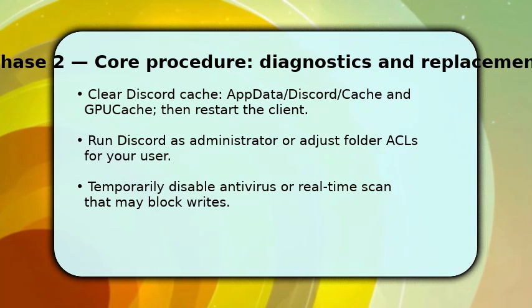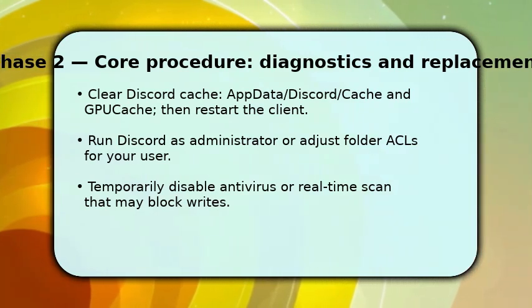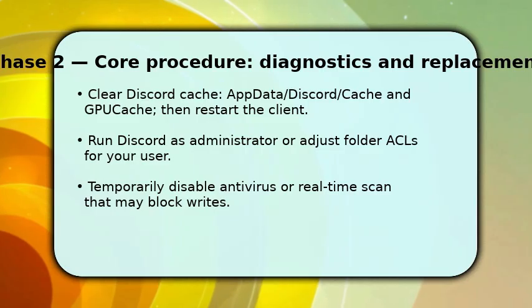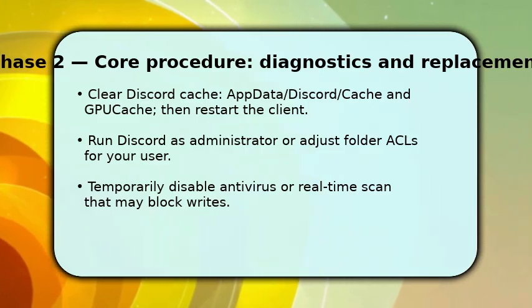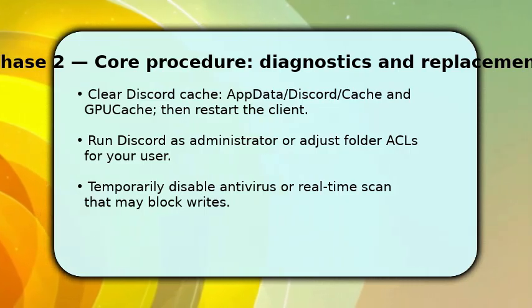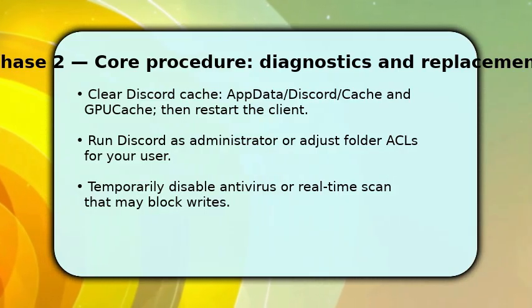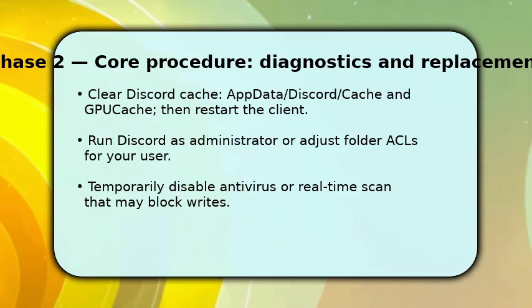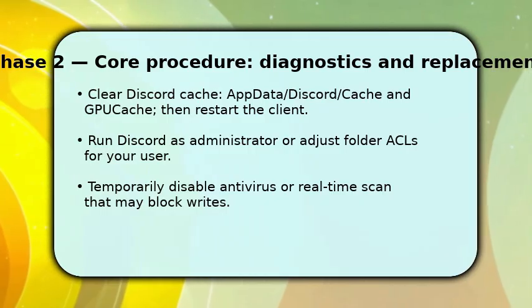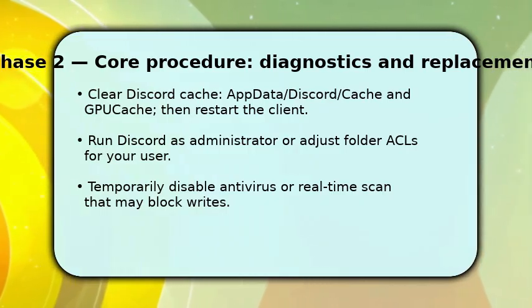Now tackle the complex causes. Clear Discord's cache and GPU cache folders to remove corrupted temporary files that block saves. Once cleared, run Discord as administrator or modify NTFS permissions so your user can write to the target folder. This fixes ownership conflicts.